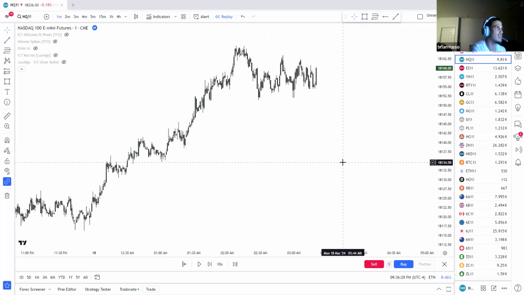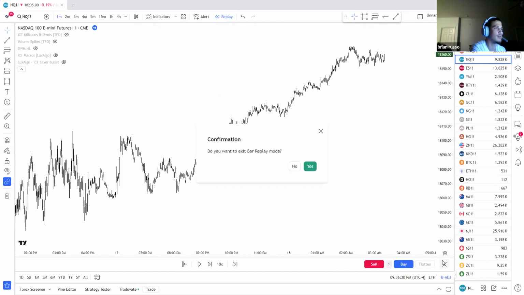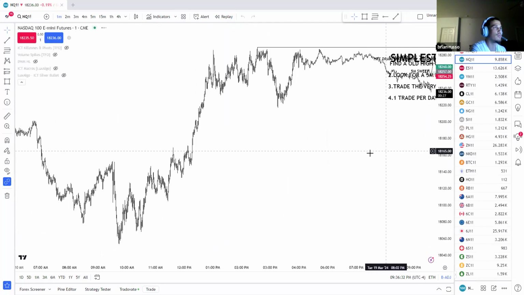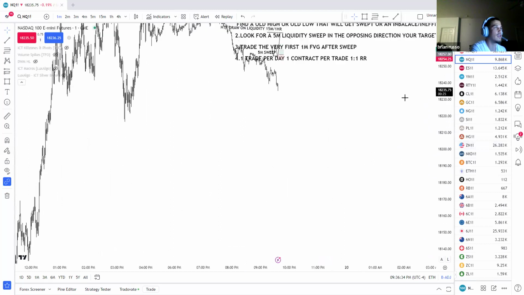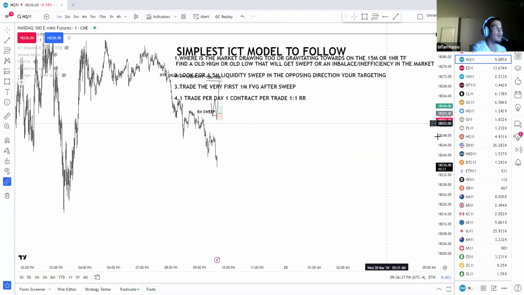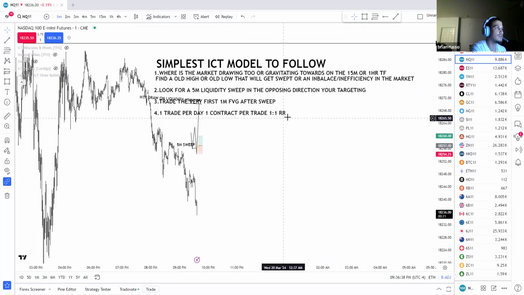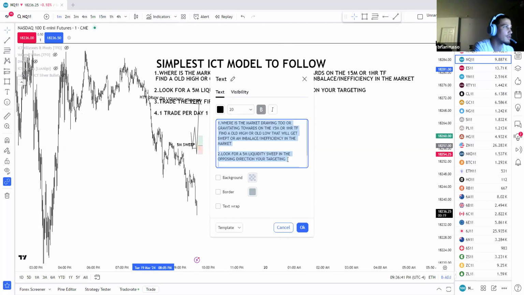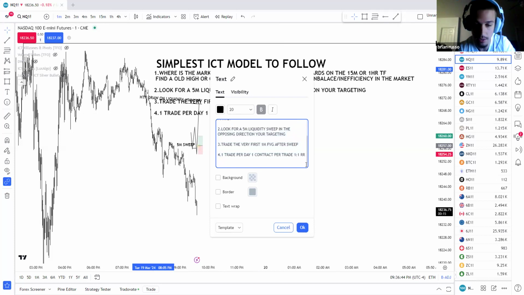Did I? I lost it. Where'd it go? Oh, because I'm in replay mode. You don't have to trade the silver bullet hours, but the silver bullet time windows, I'm gonna put them in right here. The silver bullet time windows will increase your chances of your trade playing out. And I know that for a fact because even inverses work out more in the silver bullet time window.